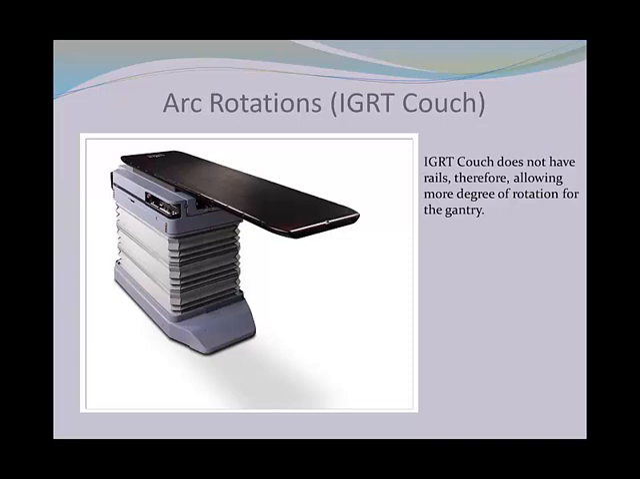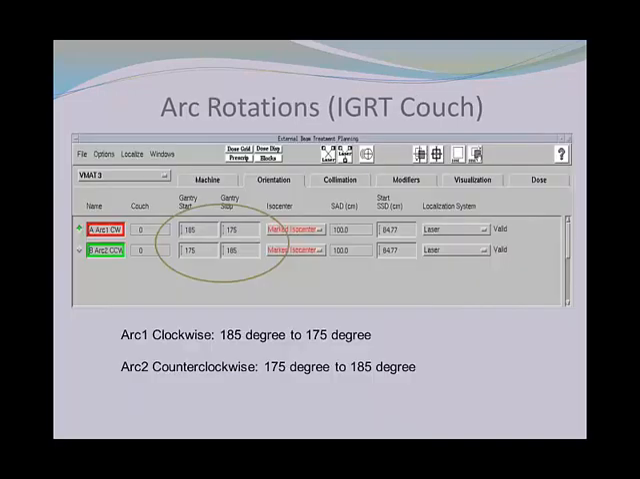For VMAT planning, sometimes we like to overlap the degree of rotation by a couple of degrees. So 153 to 207 for counterclockwise for a full arc patient. Just to note that we don't do full arcs for chest wall or breast cases. I'm just mentioning the allowed rotation if you have a certain type of couch. Here's another image of the traditional couch with the rails from the bottom.